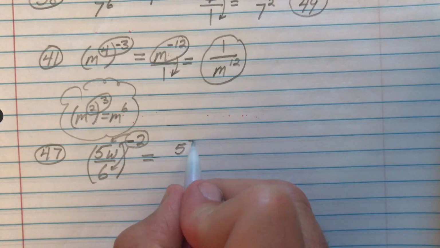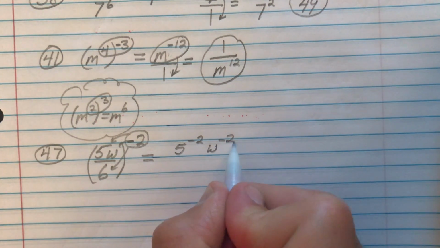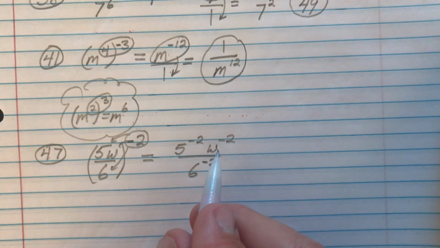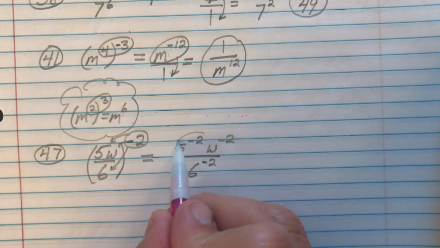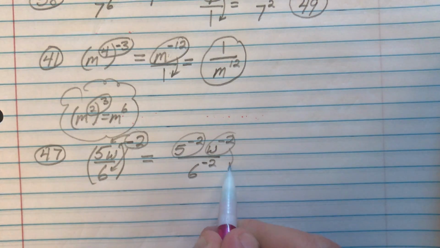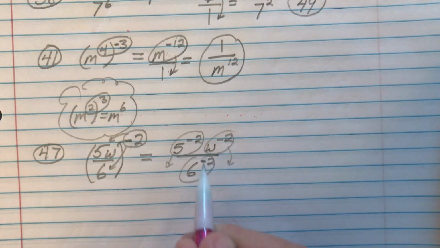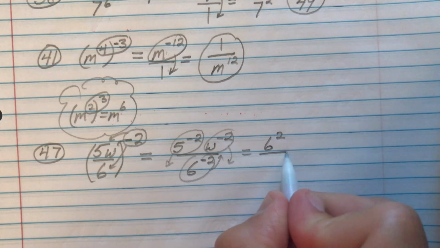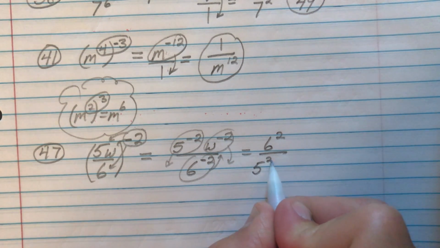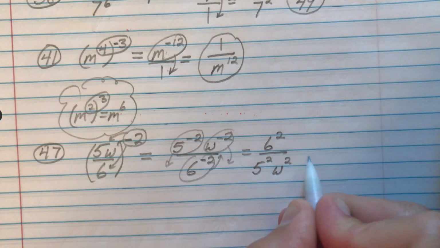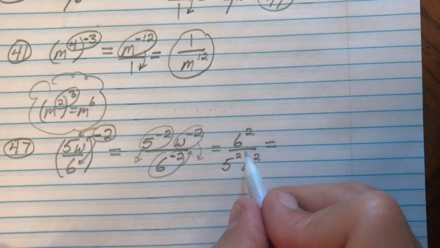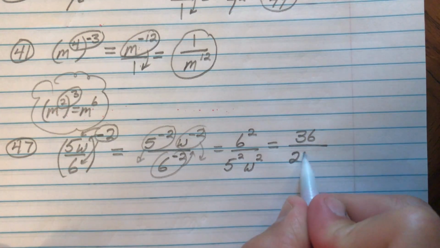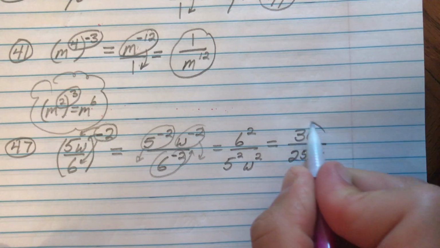So 5 to the negative 2, w to the negative 2, and 6 to the negative 2. Now since all of these have negative exponents, we're going to move the ones on the top to the bottom, and the ones on the bottom to the top. So it's 6 to the positive 2 on the top, 5 to the positive 2 on the bottom, w to the positive 2 on the bottom. I suppose we could leave this as our final answer, but it would be 36 over 25w squared.